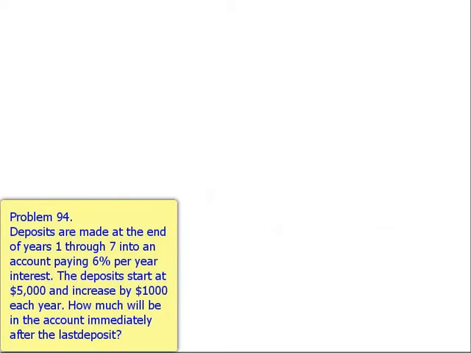Okay, we now continue with problem 94, and also on page 104. Deposits are made at the end of years 1 through 7 into an account paying 6% per year interest. The deposits start at $5,000 and increase by $1,000 each year. How much will be in the account immediately after the last deposit? So this being problem 94.